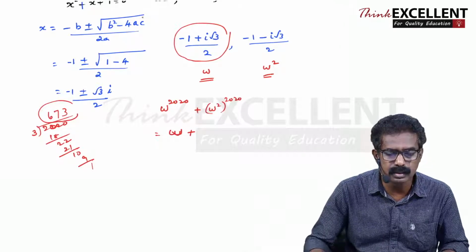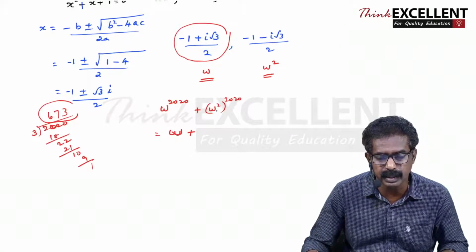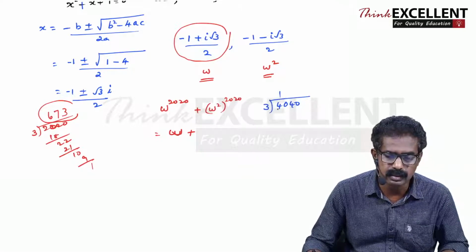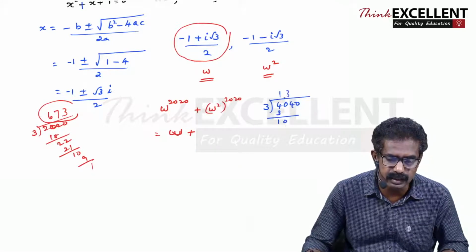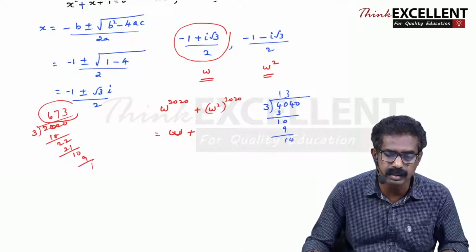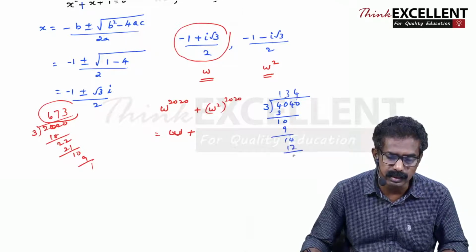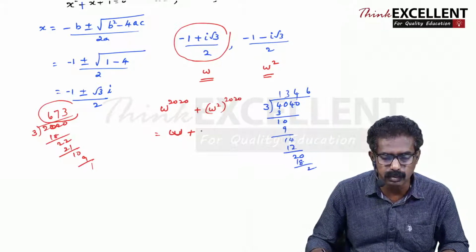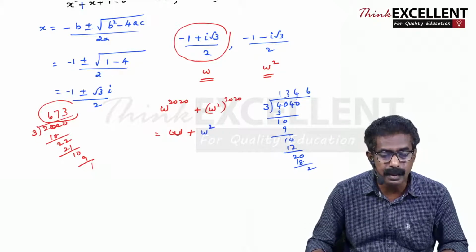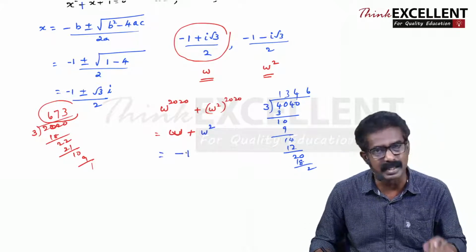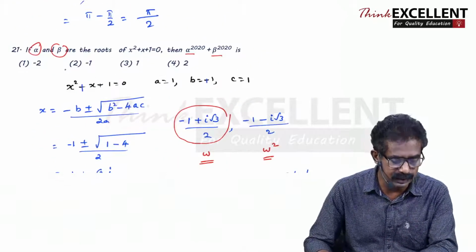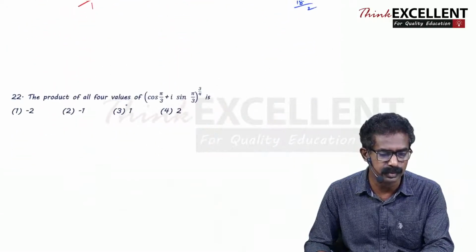Second one, this is actually omega raised to 4040, right? You have to multiply these two, 4040. Divide by 3 table: 3 13s are 39, balance 1, then 10, 3 3s are 9, balance 1, 14, 4 3s are 12, then 2 0, 6 3s are 18, balance 2, right? So this will become omega raised to 2. So omega plus omega square is minus 1, because you know 1 plus omega square is equal to 0. So your answer is minus 1, that is option number 2.